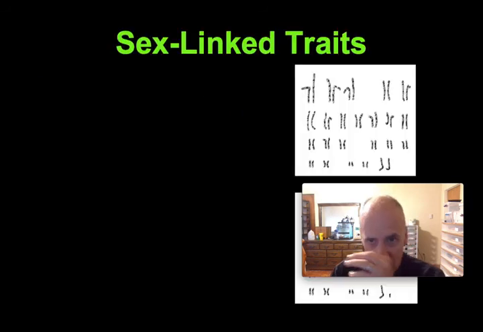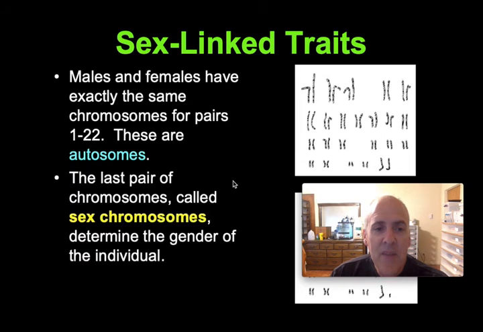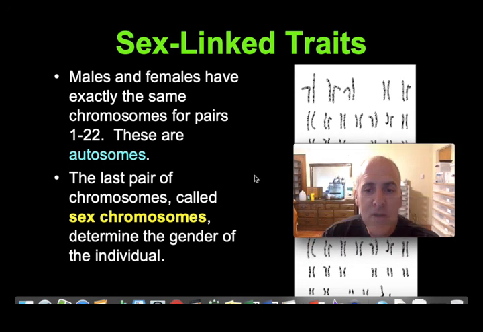Okay, finally, let's talk about sex-linked traits. So remember, males and females have exactly the same chromosomes for pairs 1 through 22. Those are called autosomes. The last pair of chromosomes, called the sex chromosomes, determine the gender of the individual.